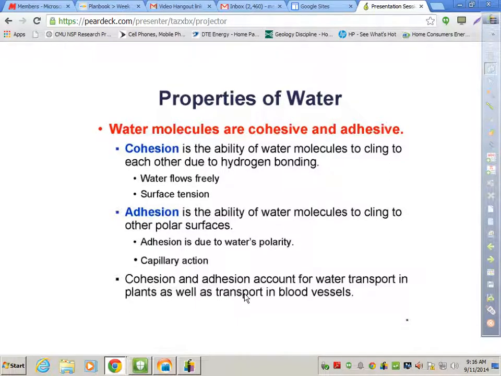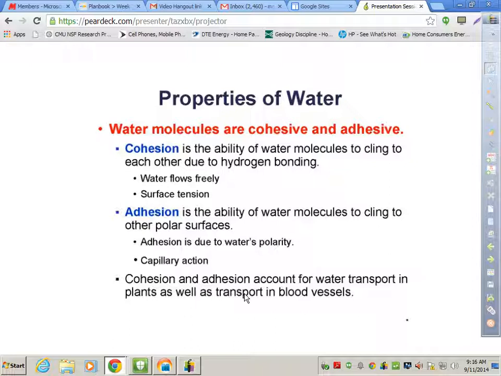So cohesion and adhesion account for water transport in plants as well as transport in blood vessels. Why? Water bonds to the sides of our vessels. This is the only way blood gets back to your heart, by the way. We would all like to think our hearts are strong enough to pump the blood back. They don't. It climbs back up veins. So water is actually climbing up the sides of your veins and all the way back up to your vena cava to get back into your heart so it can be pumped back.